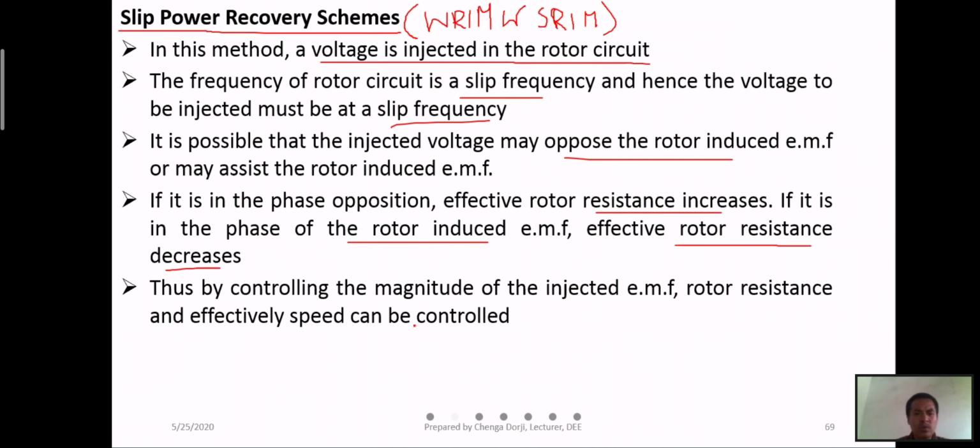Therefore, you can conclude that by controlling the magnitude of the injected EMF, the rotor resistance and hence the speed can be controlled effectively.